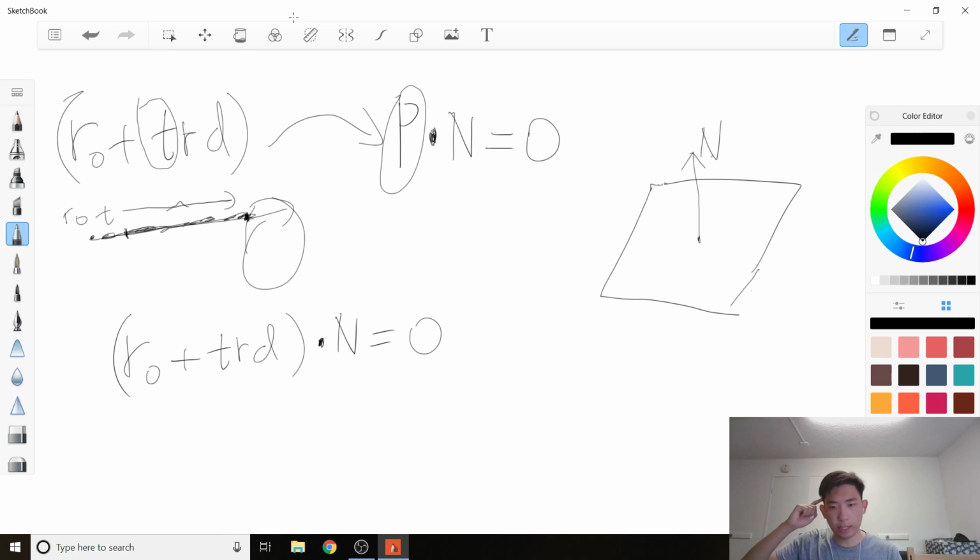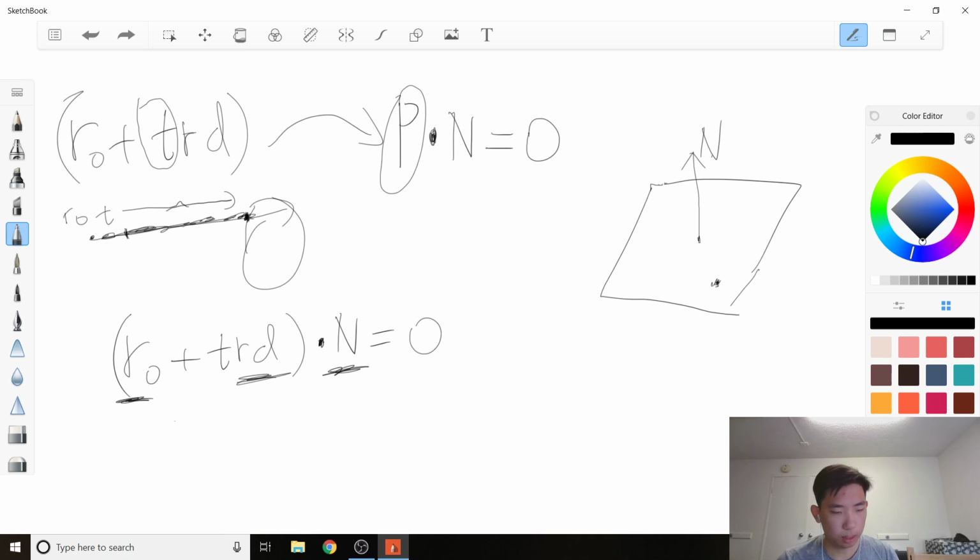Now remember, the intersection point with the plane will land somewhere in the plane, and that intersection point will always make a right 90-degree angle with the normal. This is why this equation is always true. Now ray origin is a known variable, ray direction is a known variable, normal is a known variable. T is unknown, but we can easily solve it since we only have one unknown variable in one equation.